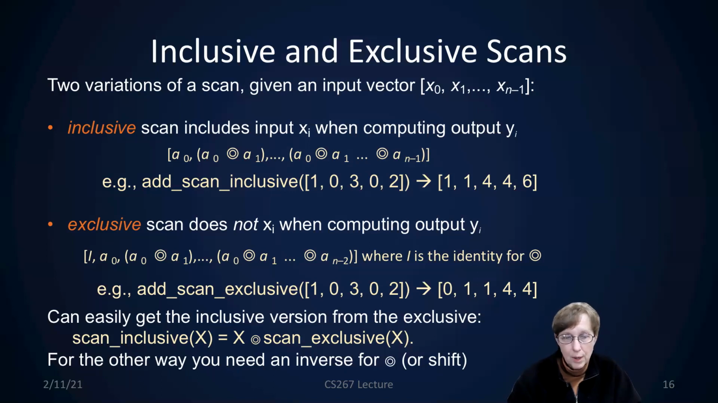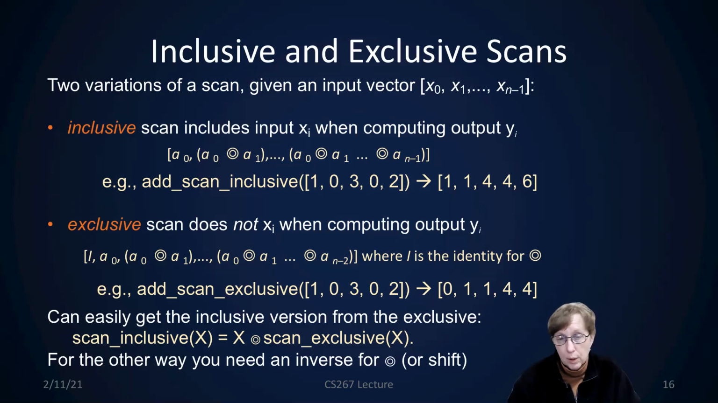Now, if you want to get the exclusive one out of the inclusive one, that's a little bit harder. You either need to have an inverse operation. So for example, with addition, we would use subtraction, so we'd subtract off X and get the exclusive array result out of that. Or if you have some operation, like max, that doesn't have an inverse, then you would need to use some kind of a shift operation. And shift operations are often used in these data parallel languages as well.